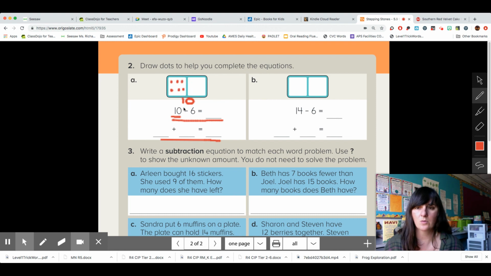So I'm going to put the total down here, one of the parts, and then 6, 7, 8, 9, 10. That tells me that our missing amount is 4. 6 plus 4 equals 10. 10 minus 6 equals 4.